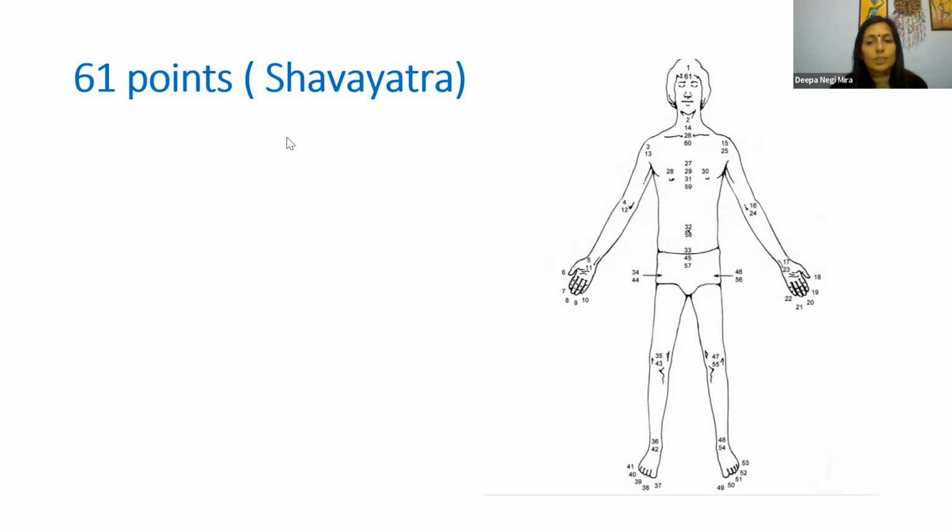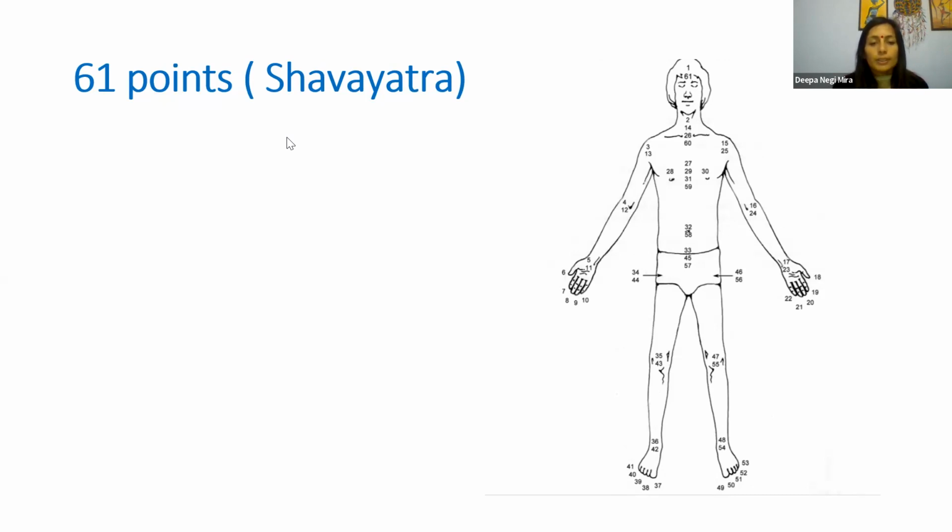Then 32 is navel center. 33 is pubis. 34 is hip joint. 35 is knee joint. 36, ankle joint. 37, big toe. 38, second toe. 39, third toe. 40, fourth toe, and fifth toe is 41.